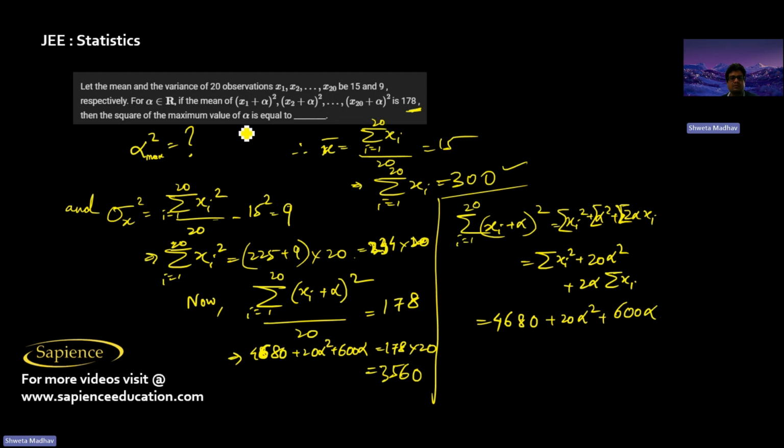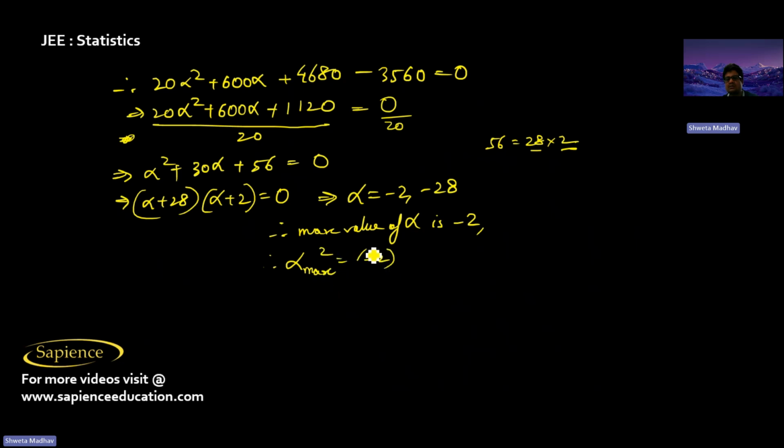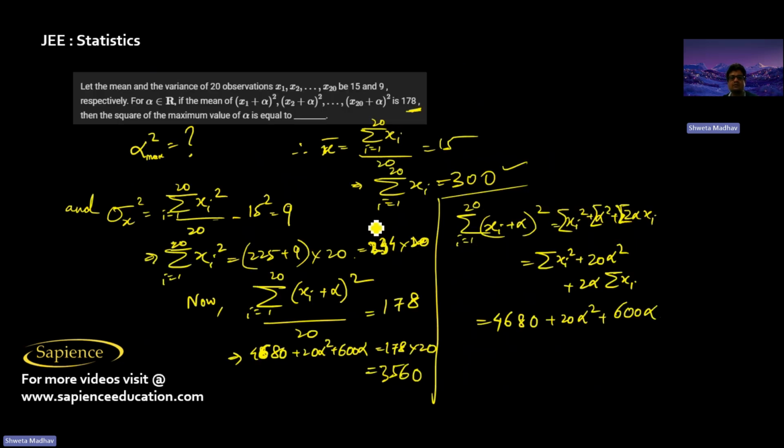Now the square of the maximum value of alpha. From here alpha will be minus 2 or minus 28. So the maximum value of alpha is minus 2. Therefore, alpha maximum square will be equal to minus 2 whole square, which is equal to 4. So 4 is the answer.